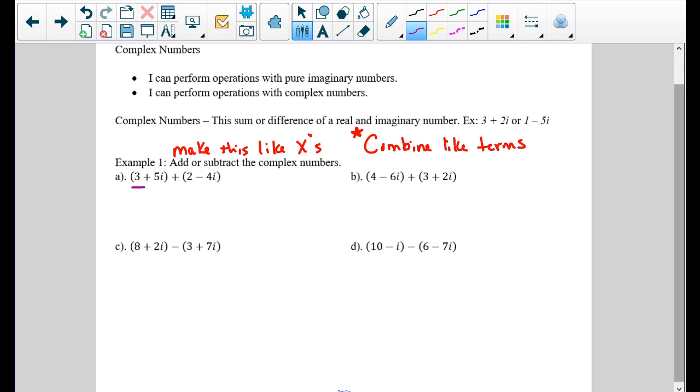So I'm going to combine my constant numbers, 3 and 2. Since this is addition, I don't really need those parentheses, so I can just look at the two numbers. 3 plus 2 is 5. Then 5 and negative 4, 5 minus 4 is 1. So 5 plus i.